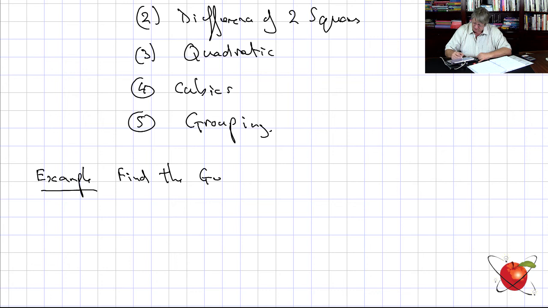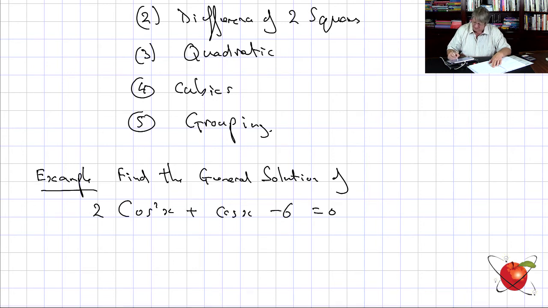Find the general solution of 2 cos squared x plus cos x minus 6 equals 0. Let's change it, let's make it slightly more difficult. Equals 6. Okay? Right. Now we go through and we say, oh, highest common factor.